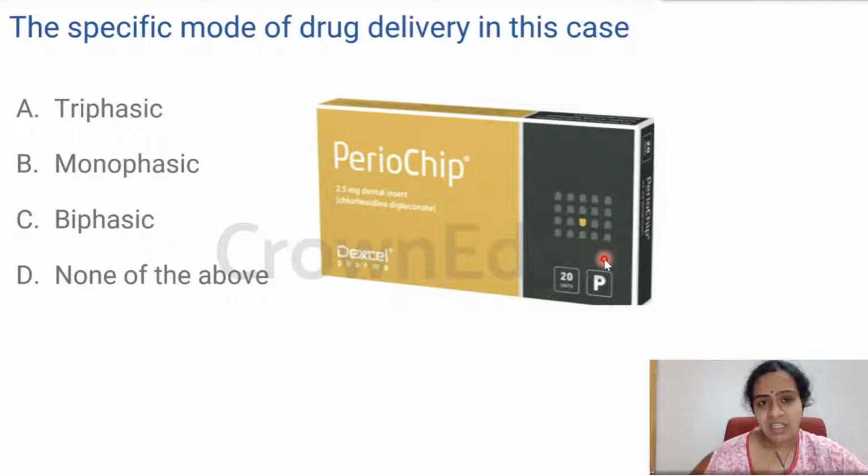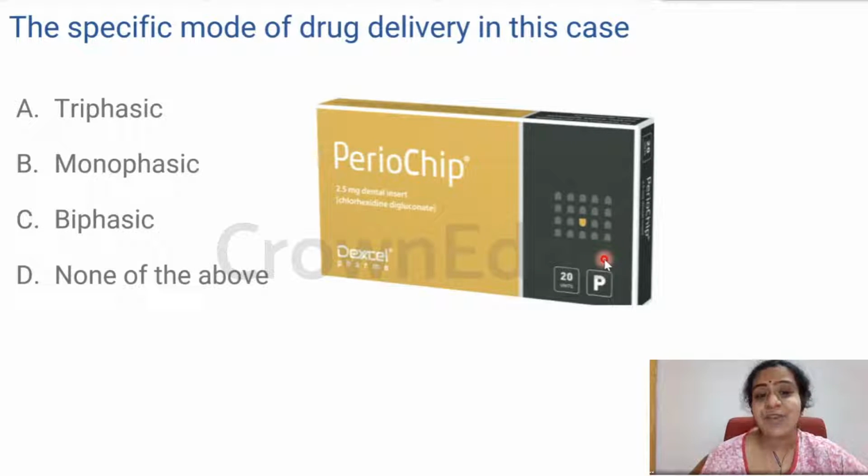So, how does the drug get released? In how many phases? Is it just 1, 2, or 3? That is, is it a mono, bi, or triphasic agent? Yeah, good. 4 into 5 into 3.5. Yeah.